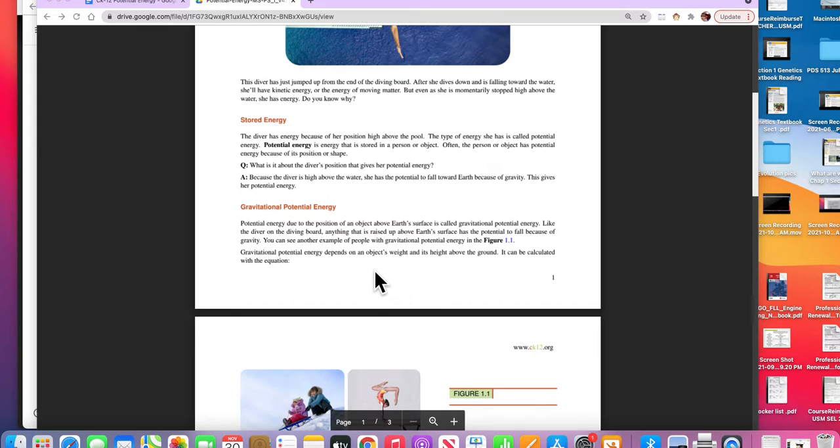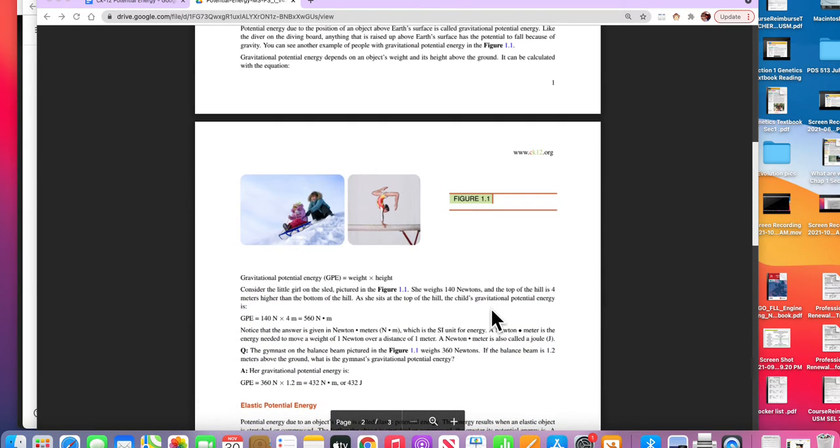Gravitational potential energy depends on an object's weight and its height above the ground. It can be calculated with the equation GPE. Consider the little girl on the sled in picture 1.1. She weighs 140 newtons, tiny child. And the top of the hill is 4 meters in height, and the bottom of the hill. As she sits on the top of the hill, the child's gravitational potential energy is GPE 140 newtons times 4 meters, or 560 newton meters, or 560 joules.